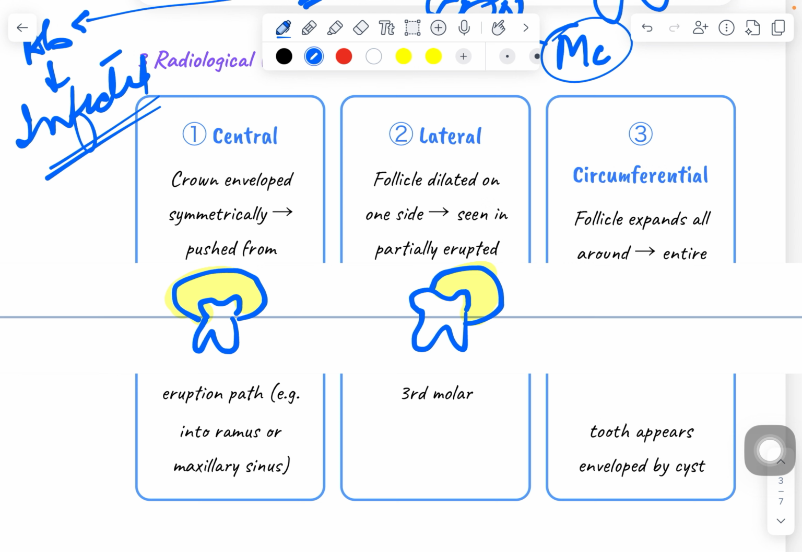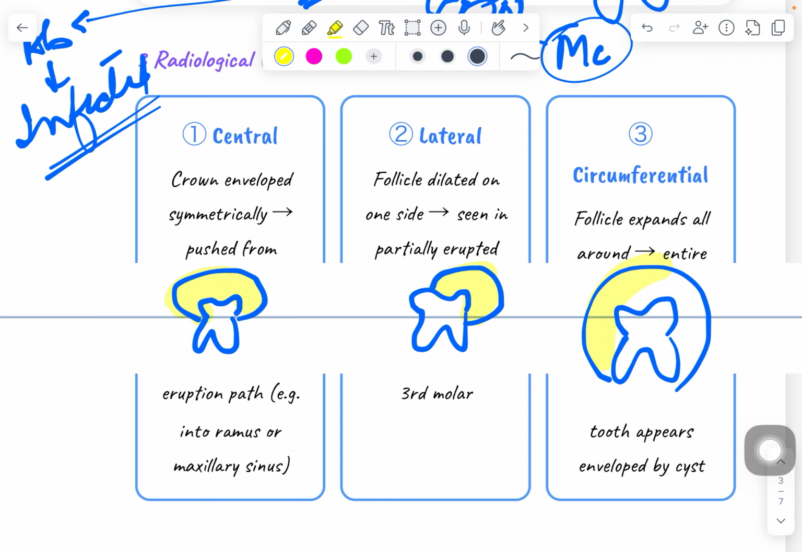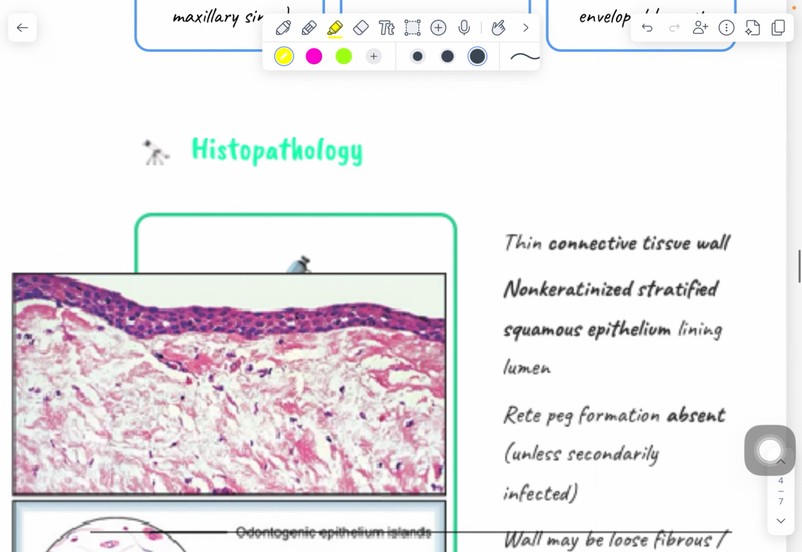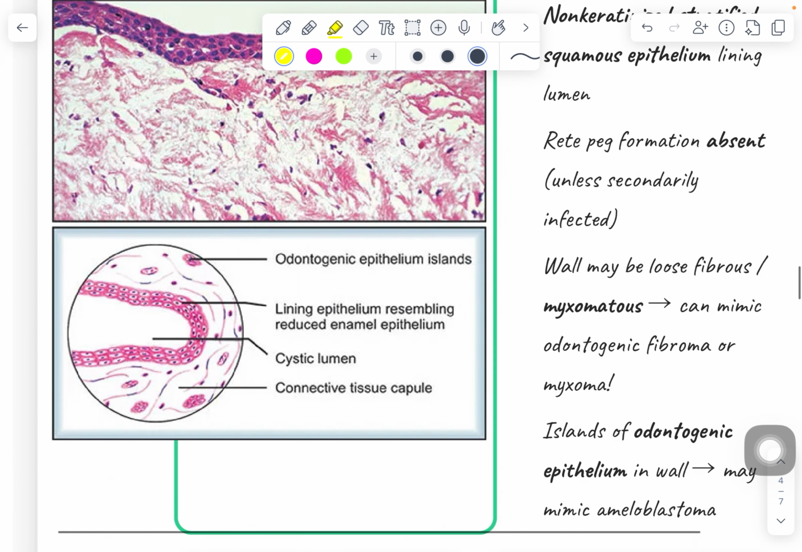Here we have is a circumferential. Circumferential में हमारा जो tooth है वो impacted है and this will be the cyst. That is the cyst encloses the entire tooth. Then these are the three variants: central, lateral and circumferential. And these are the diagrams. Hope it helps. So this is the histopathology.